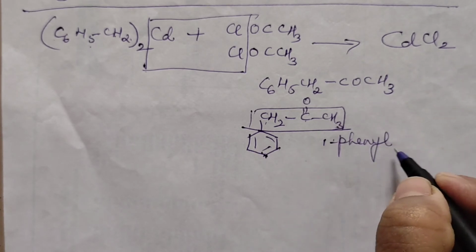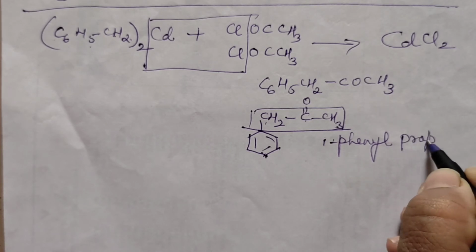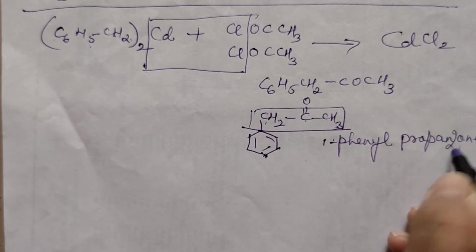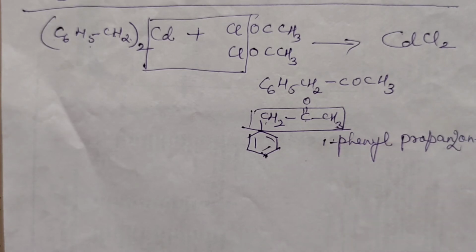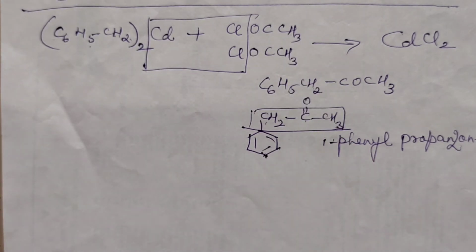Right. This is the prefix. 1-phenyl. The word root is prop, ane and on. At the 2 position there is on, so you can write down 2 also. Fine. So if any alkyl is asked here or any acyl halide is there, I think you will be able to write the product.